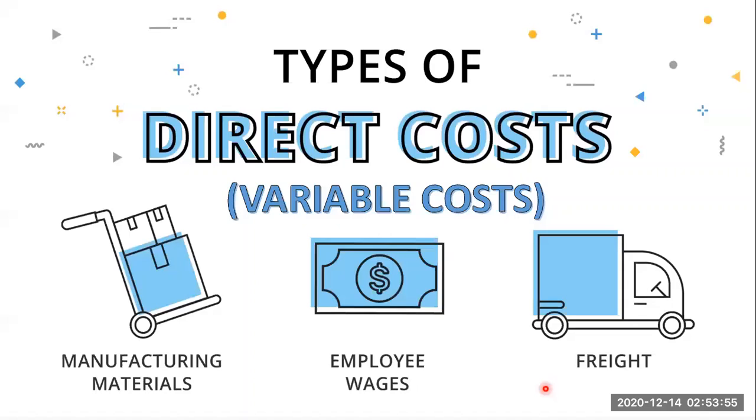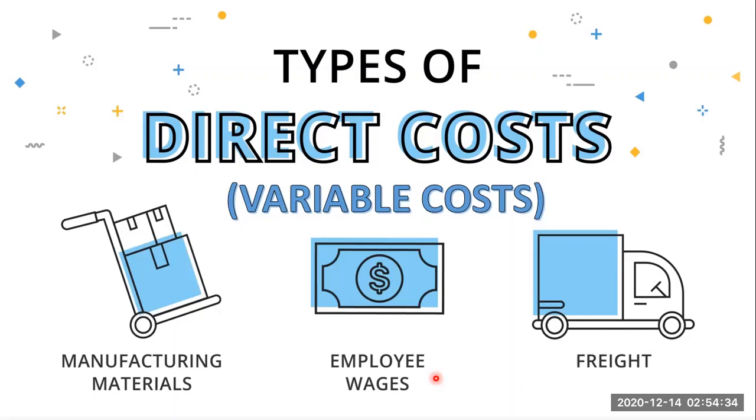Okay, well, now let's talk about direct costs. Remember, these costs are directly connected with the production of the product. The more you sell, the more direct costs you're going to have. For example, manufacturing materials. Of course, if you need to produce more, you will need to buy more materials. You are going to need more employees or probably pay extra hours.